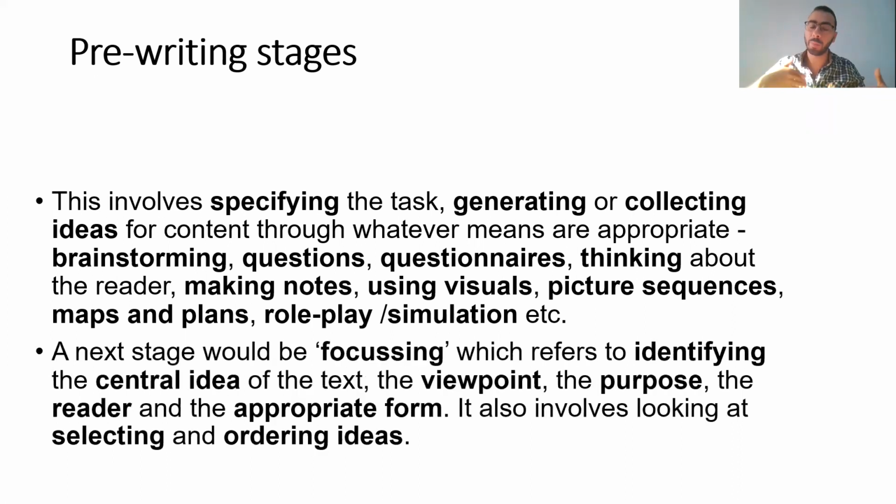The next stage, after we have brainstormed ideas, generated interest, and so on, will be focusing, in which you identify the central idea of the text that they're going to write, the viewpoint, the purpose of the text, the reader, and the appropriate form, like how should it be organized. It also involves selecting and ordering the ideas, which ideas will come first, which ideas will come second, and so on. So these two are very important pre-writing stages in case we are doing process writing. And again, in the focus stage, you can also focus on some of the language that might be used. So we can focus on both content and language, organization as well.